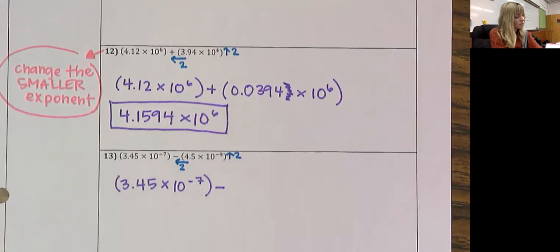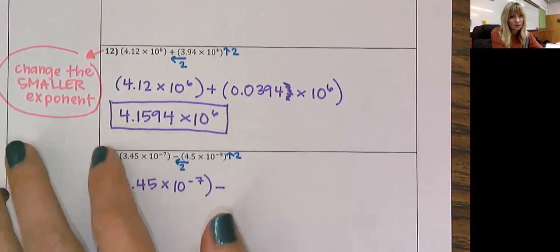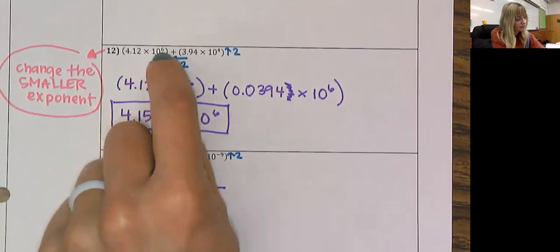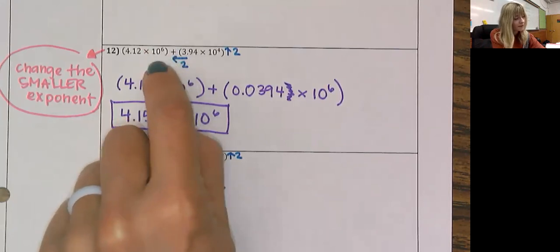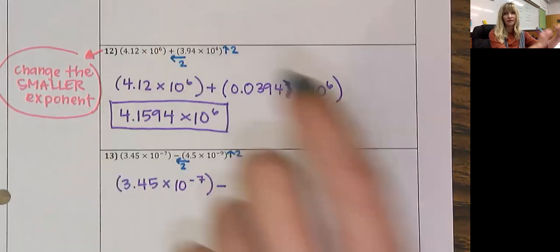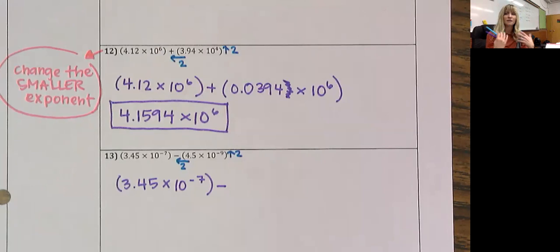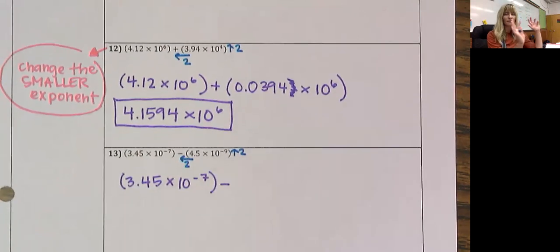And you can see too, part of the reason you always change the smaller one is because up here, if I made this go smaller, then I'd have to make this go bigger. And then when I take this big thing and add it to a small thing, then I'm definitely too big. My coefficient is no longer between 1 and 10, and I'm going to have to fix it, which you totally can. But if you just always keep the bigger and change the smaller, then your answer will more likely be in scientific notation when you're done.